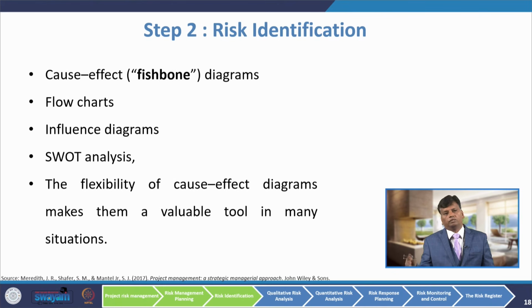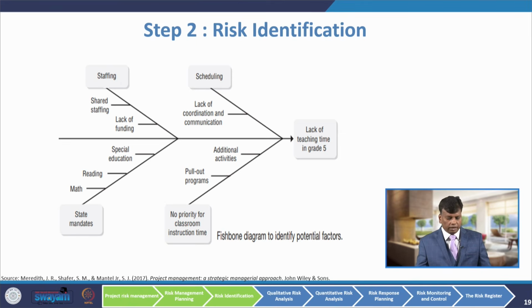So, if you draw the flow chart of the process, you can identify in which part of the flow chart there is a risk. Then we can use an influence diagram to identify the risk. You can use SWOT analysis: strength, weakness, opportunities, threat analysis. The flexibility of cause and effect diagrams, for example the fishbone diagram, makes them a valuable tool in many situations. So, this is an example of a fishbone diagram.